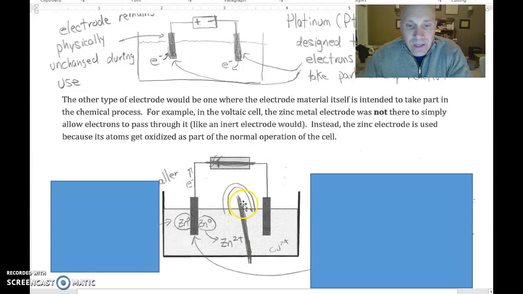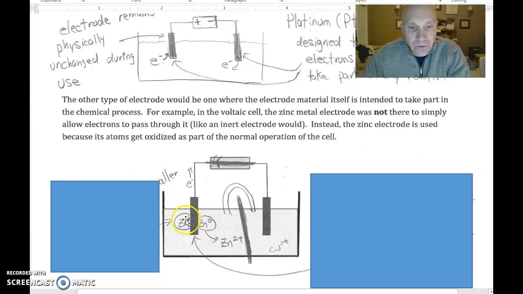To do that, first of all, we have to make this into two separate cells instead of one cell. So we can put a little barrier here. We can put a salt bridge in. That's what this thing is right here. And with the voltaic cell, remember the purpose is to create electricity, so we don't need a battery. So you can take the battery out of the system. We're going to have copper solution over here. This is going to be a copper anode. This is going to be a zinc solution over here. This is going to be a zinc anode.